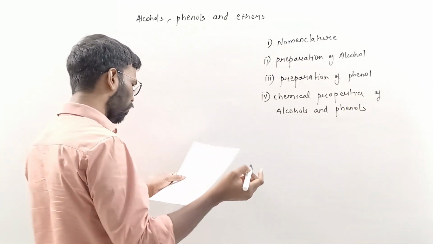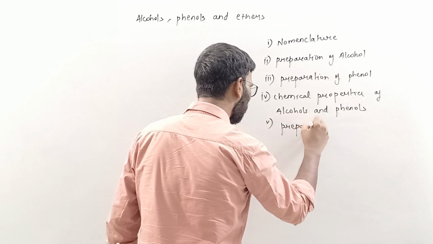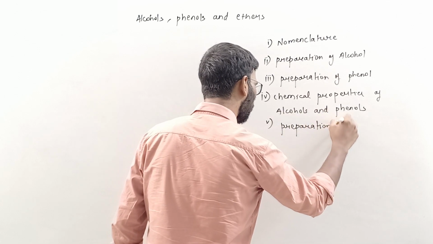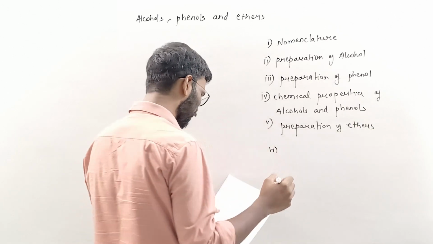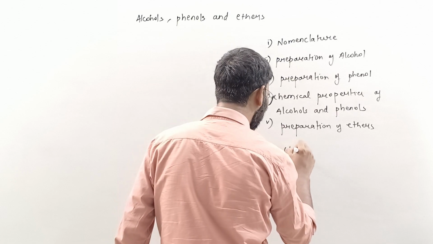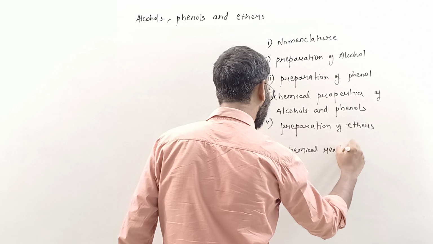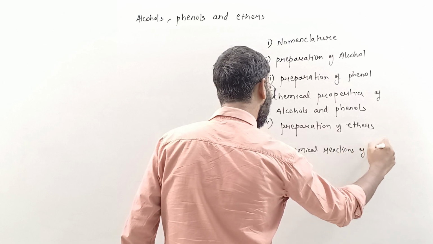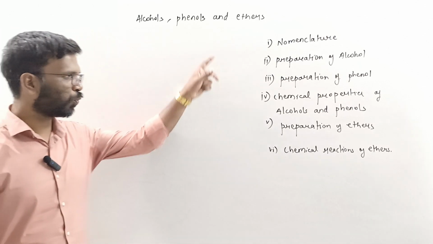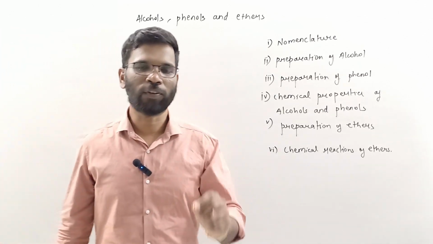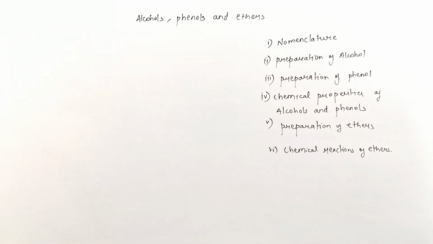phenols. Fifth is preparation of ethers. And sixth is chemical reactions of ethers. These are the main things which we are going to discuss in the whole revision series of alcohols, phenols and ethers. So first we'll start with nomenclature.